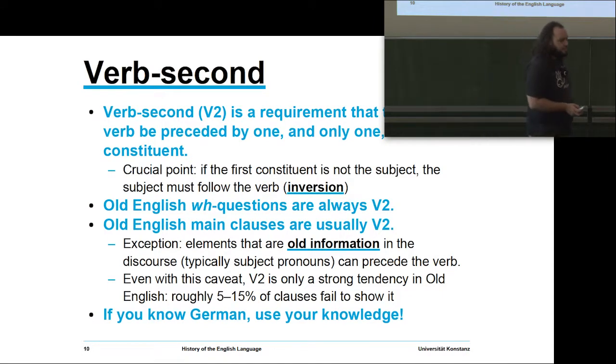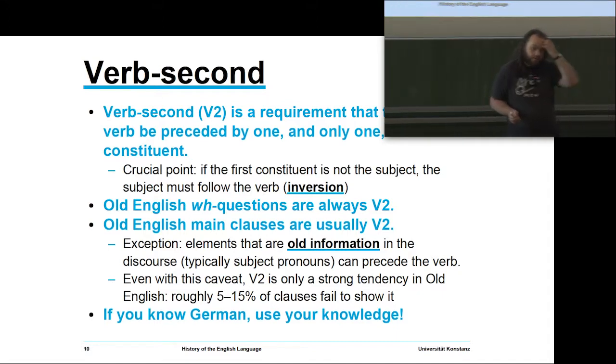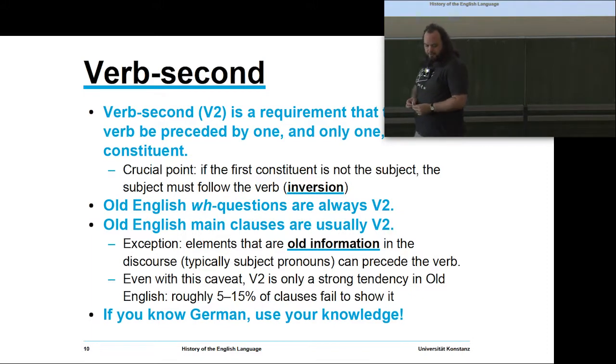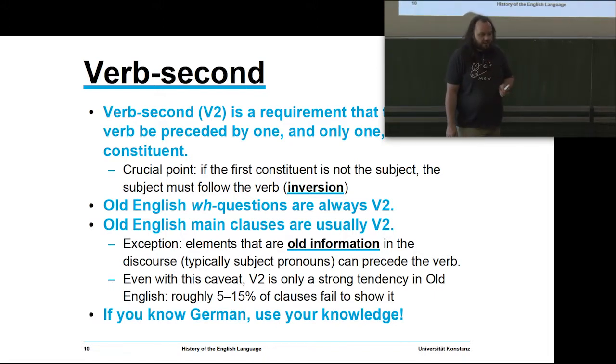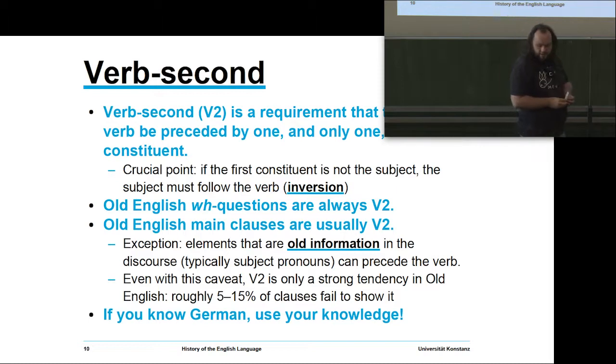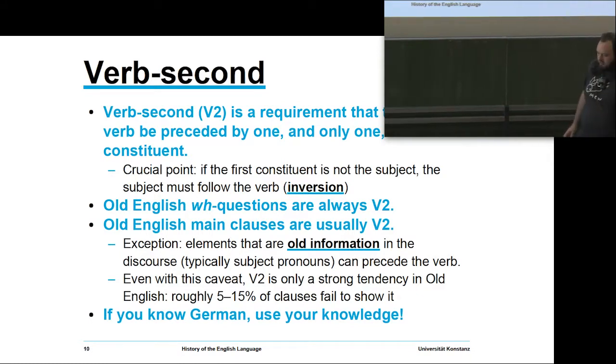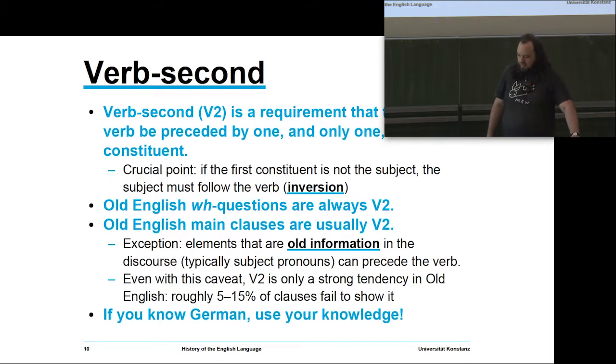Okay, so let's dig a little bit deeper into this verb second, because, like I say, verb second is the most important part of Old English syntax. Verb second is simply a requirement that the finite verb be preceded by only one constituent, and exactly one constituent. What that means in practice is that if that first constituent is not the subject, then you have to have the subject after the verb. Then you have inversion. So here you've got the subject following the verb.